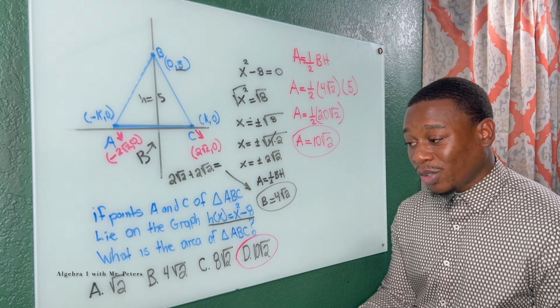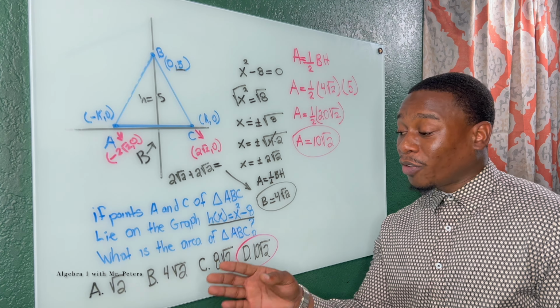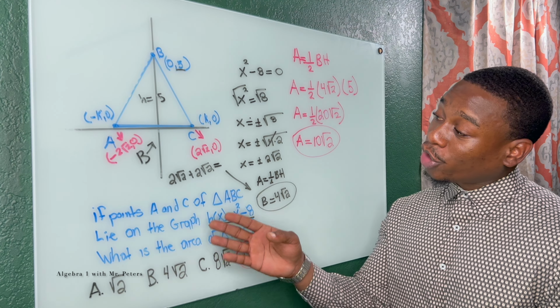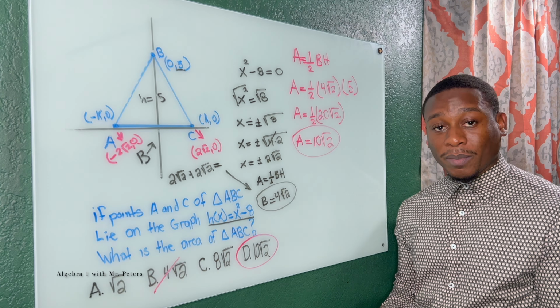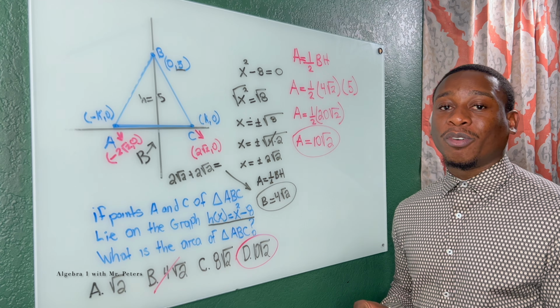The only way that you could get B as an answer is if you only thought that the answer should be the base, 4 radical 2. So please make sure you guys don't make that mistake and understand what they're asking for in this problem.